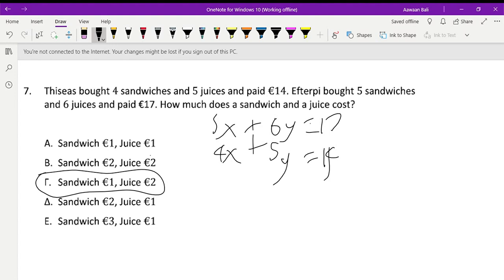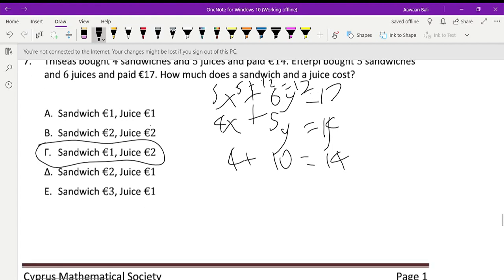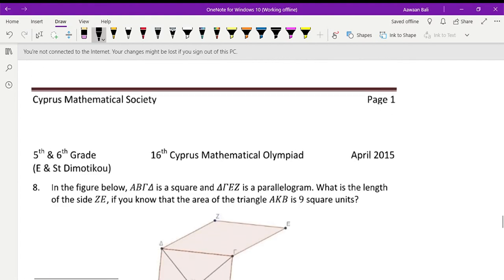Okay, so basically what exactly matters here is substitution. Here the answer is gamma, because x is the sandwich, y is the juice, so 5 times 1 is 5, 6 times 2 is 12, so 5 plus 12 is 17. Same here, 4 plus 10 is 14, so therefore the answer is gamma: the sandwich is €1, the juice is €2.